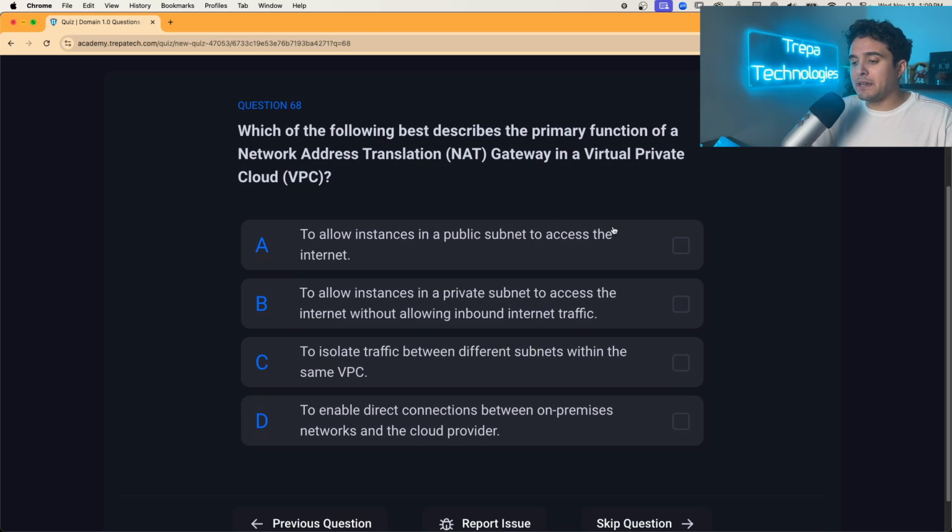Question 68. Which of the following best describes the primary function of a network address translation gateway in a virtual private cloud? So NAT in the cloud doesn't differ from NAT in a traditional network. Obviously, we're going to configure, deploy, and manage it differently. It's cloud. It's software-defined networking.